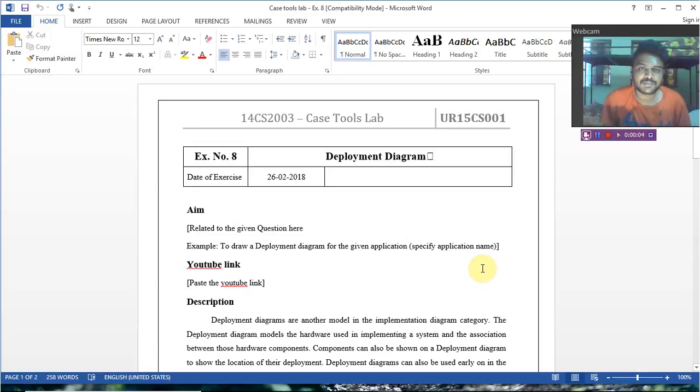This is my 8th lab experiment. The experiment is the deployment diagram, and the aim of the experiment is to draw a deployment diagram for the given application. The given application for me is a cab booking system.